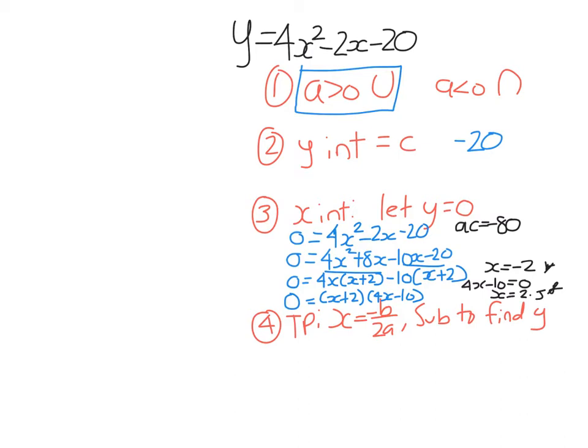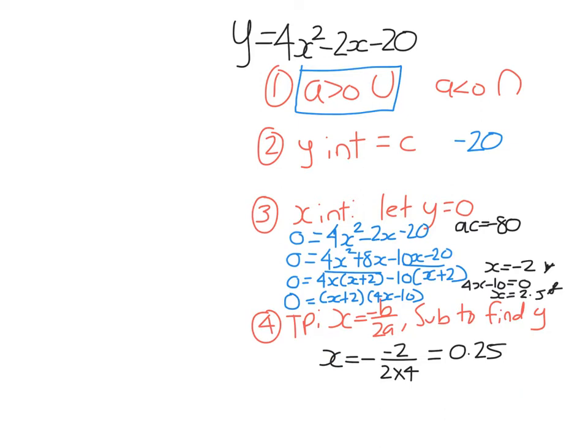Finally, for the turning point, we use x is minus b over 2a. In this case, b is minus 2, a is 4. So I get 2 over 8 or 0.25. So that is the x-coordinate of the turning point. It's also the axis of symmetry. The axis of symmetry would be the vertical line, x is 0.25.